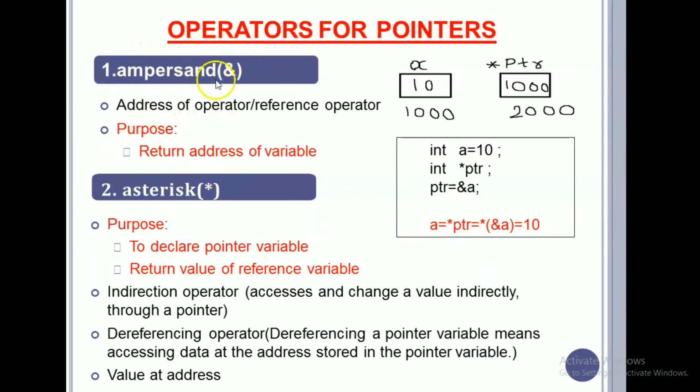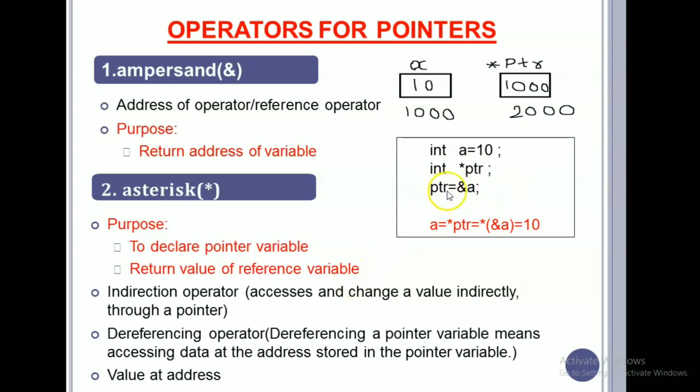First is ampersand. As I have already read, it is address of A. This is called the address of operator or the reference operator, and its main purpose is to return the address of a variable. So address of A will return the address of variable A, that is 1000 for this example. Next is asterisk. We have used asterisk for declaration of a variable, right? To declare a pointer variable, we require the asterisk symbol. The second thing is that it will return the value of a reference variable.